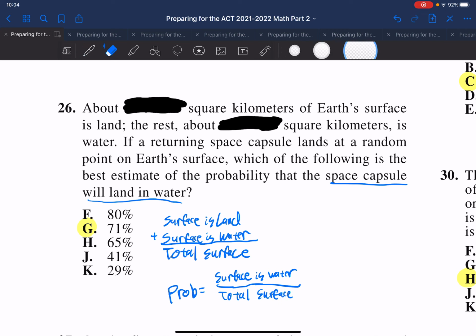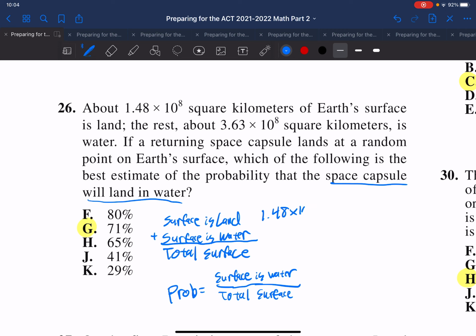So now at this point, I'm going to uncover these two numbers. Land area is 1.48 times 10 to the 8th. Surface that is water is 3.63 times 10 to the 8th. So what I need to do is add these two up. Because they are the same in scientific notation, that's going to be the same down here, times 10 to the 8th. So I take 1.48 and 3.63, and we get 5.11.